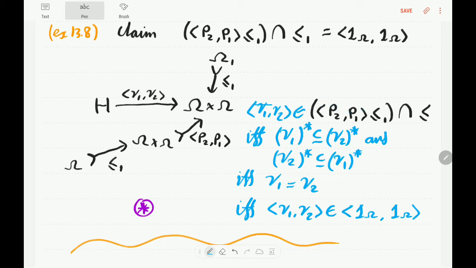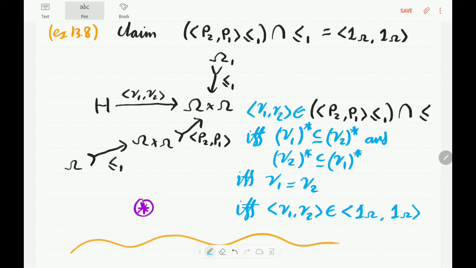If and only if (v2, v1) is in less than or equal to, and (v1, v2) is in less than or equal to, which means that we've got that v1 star is contained in v2 star and v2 star is contained in v1 star, so v1 is equal to v2. Or we could say v1 star is equal to v2 star, but then we get this as a consequence anyway.